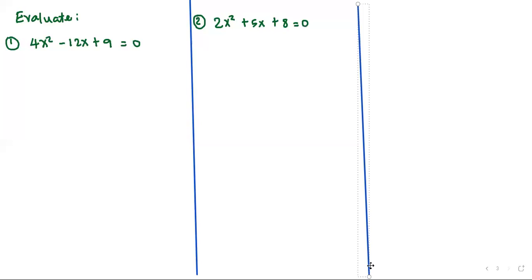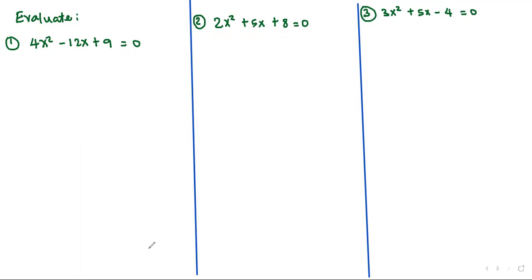Okay, so for number 3, let us have 3x squared plus 5x minus 4 is equal to 0. We are going to solve these 3 equations, and we see how the answers will be looking like.